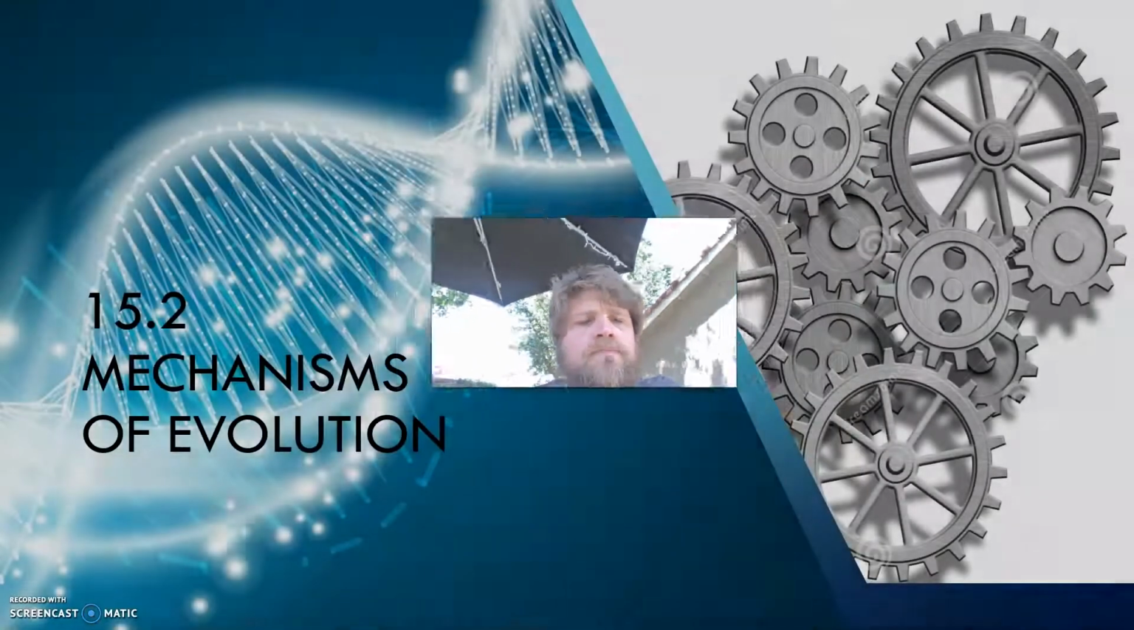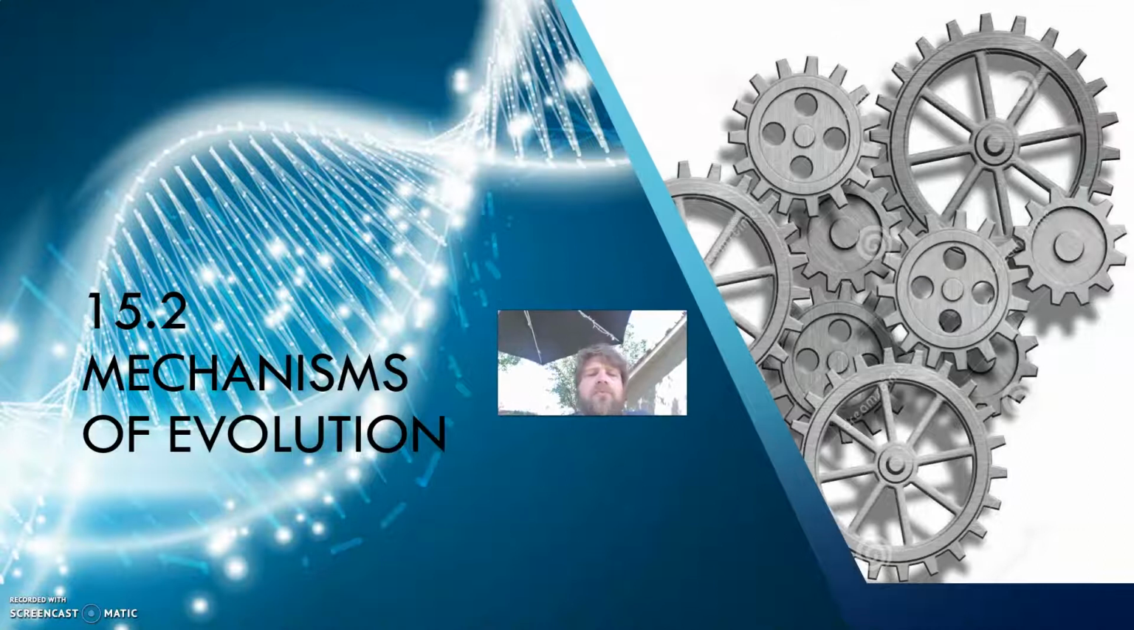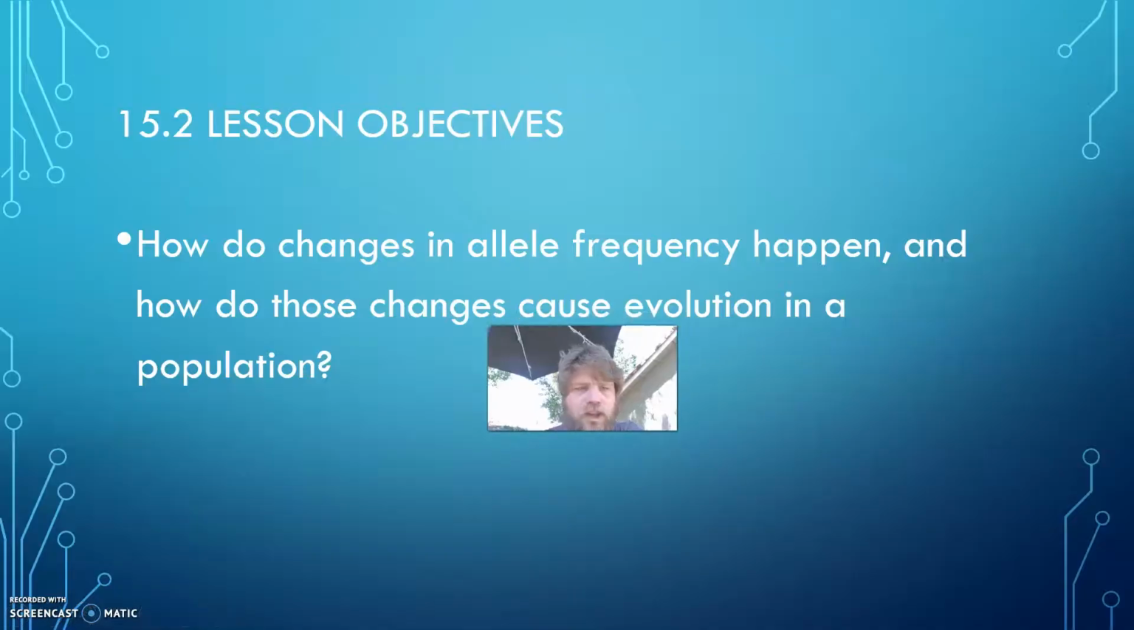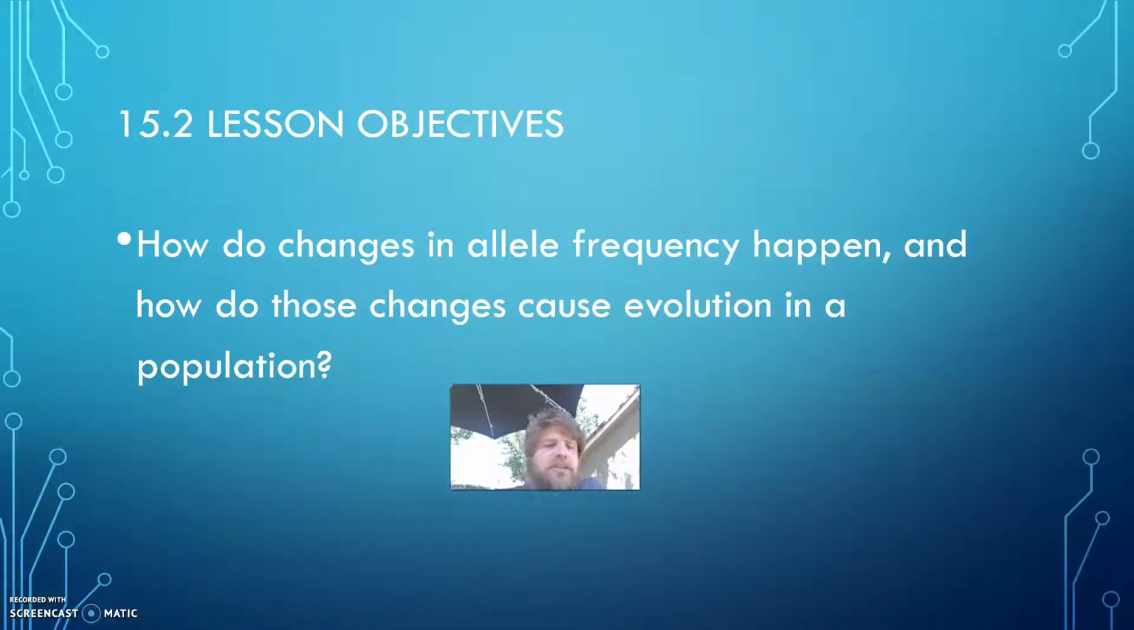Anyways, we are continuing our discussion of chapter 15.2, Mechanisms of Evolution. And our learning objective is answering the question, how do changes in allele frequency happen, and how do those changes cause evolution in a population? And I've already made a video talking about allele frequency and ways that allele frequency can change.